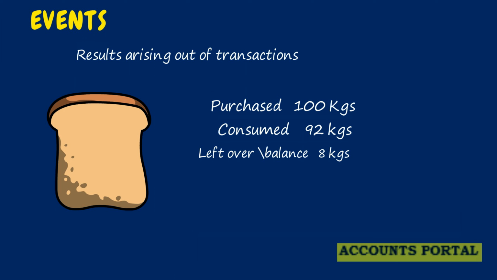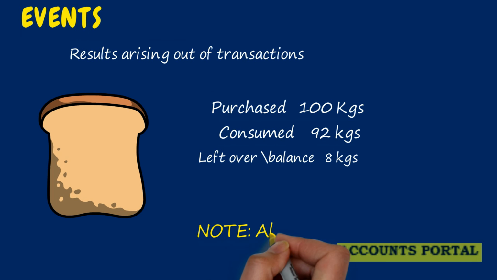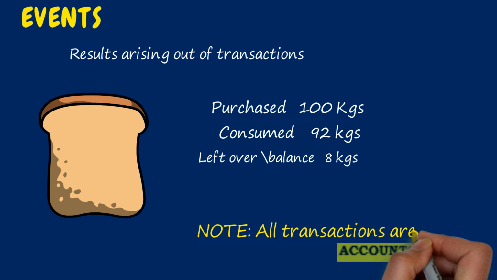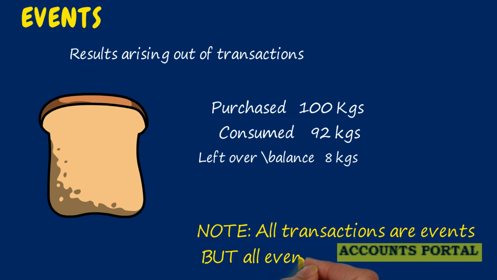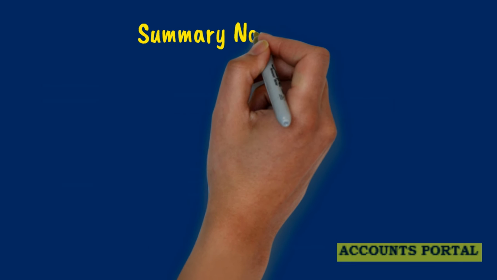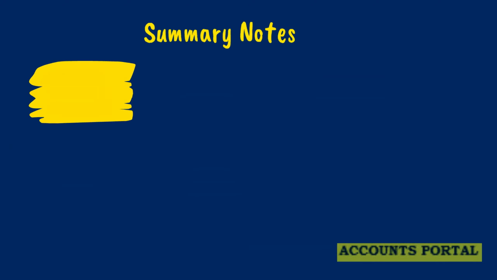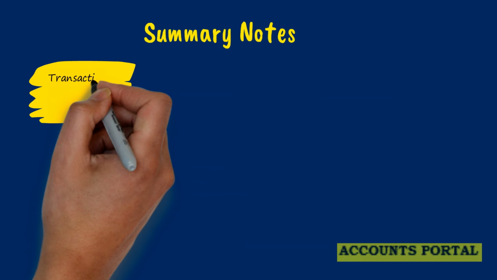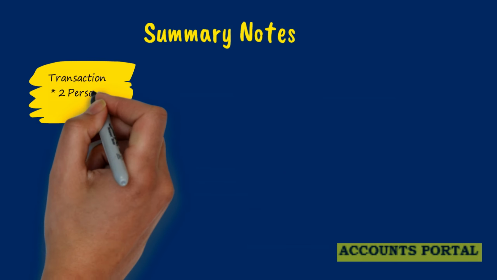Purchasing 100 kgs of rice is a transaction. The leftover 8 kgs is called an event. Note, all transactions are events, but all events are not transactions. Purchasing is a transaction. Leftover 8 kgs is an event. Summary notes about transactions and events. What do you mean by transaction? Those activities which involve two persons or two accounts.